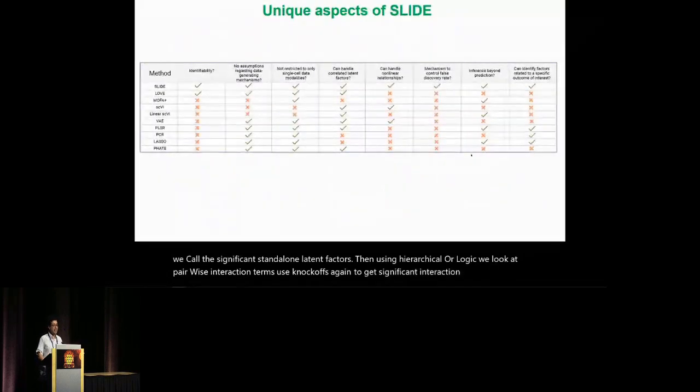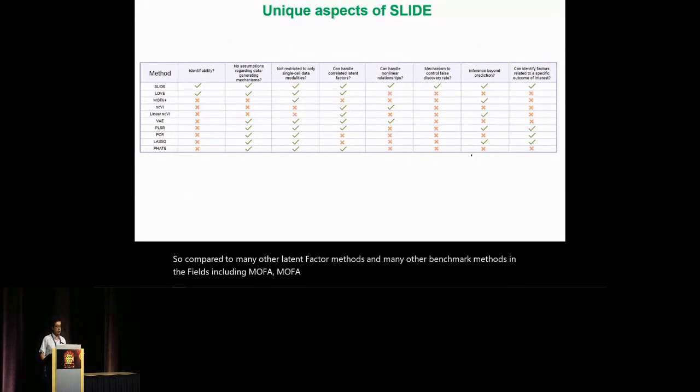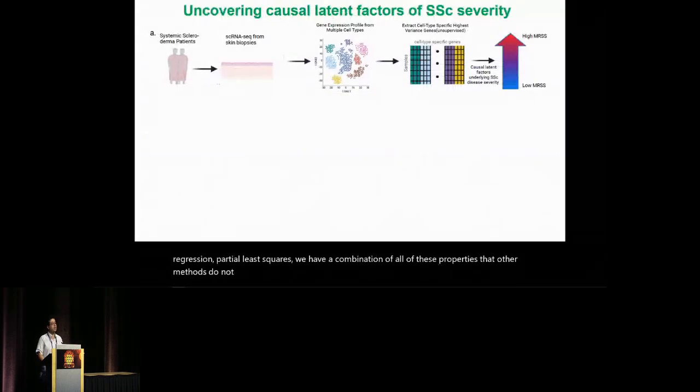So compared to many other latent factor methods and many other benchmark methods in the field, including MOFA, MOFA+, variational autoencoders, principal components regression, partial least squares, we have a combination of all of these properties that other methods don't have. So now we applied it to a whole host of data sets, and in the interest of time, I'll quickly go over two.